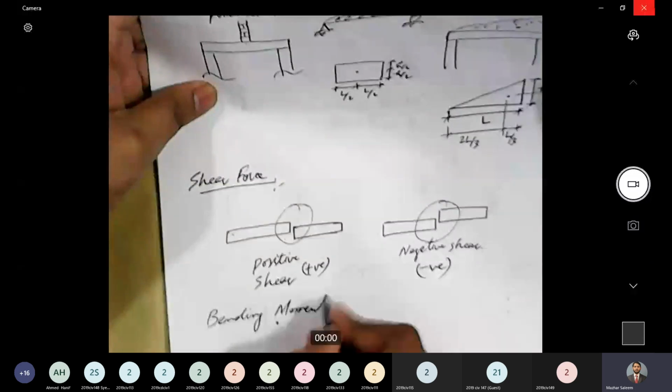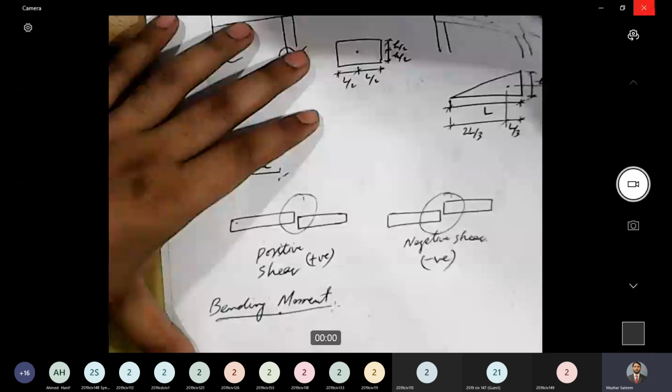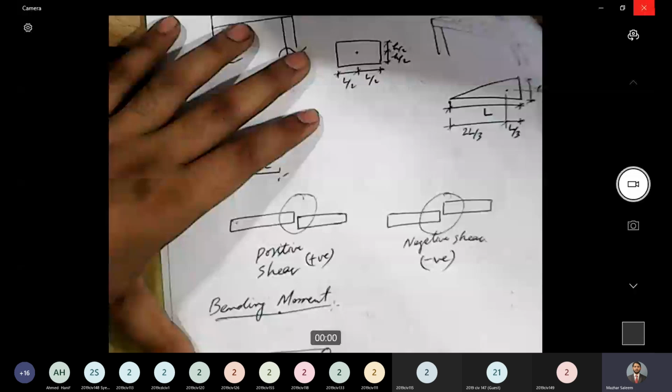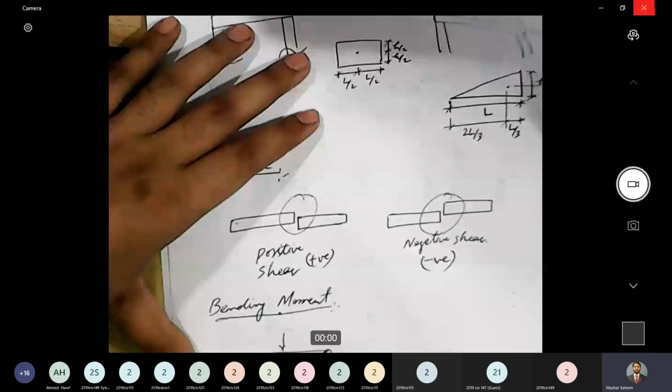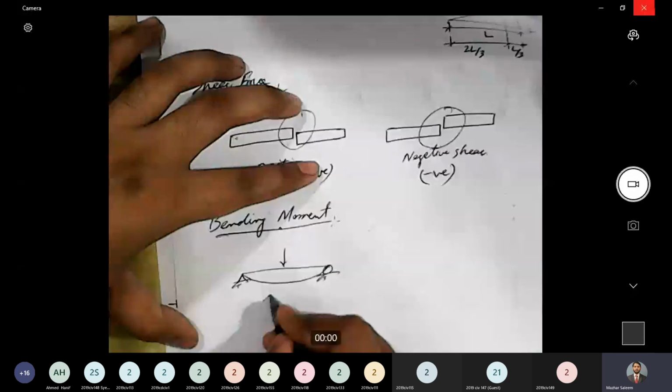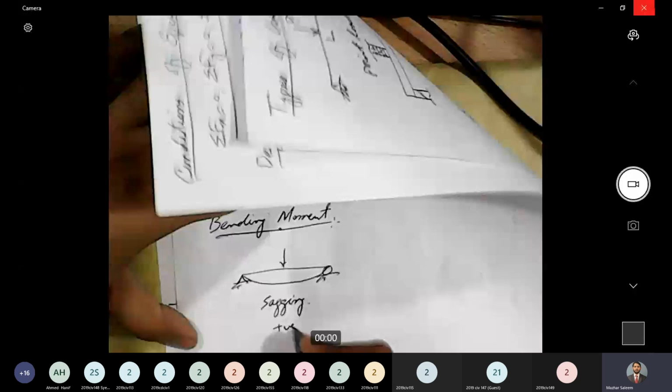Bending moment. And there are two types of bending moments. If we have a beam and let's say load is acting like this, that load will deflect the beam this way. And this is termed as sagging. And according to our convention, sagging is positive.